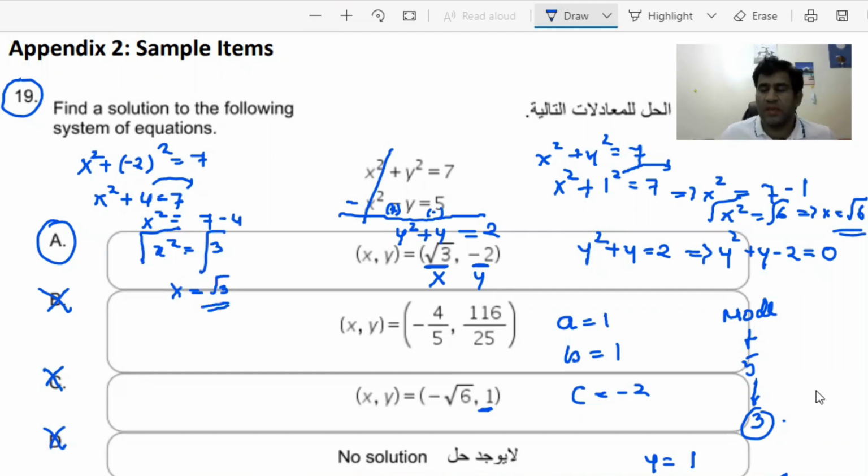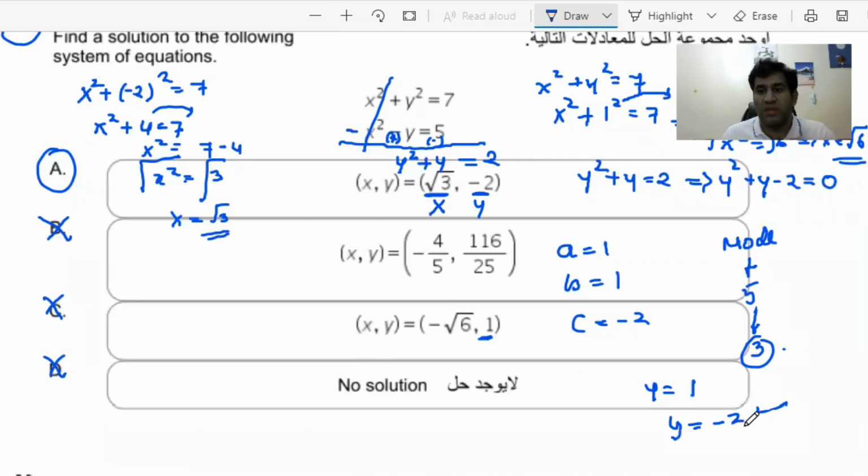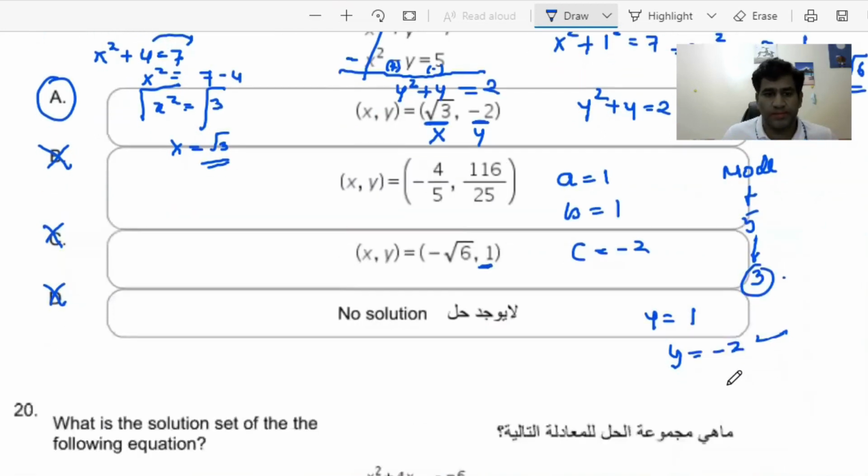As I said, in the exam there is no need. Once you get one value, that is enough. Definitely the other value must be there, so don't waste your time working on the other one, right?